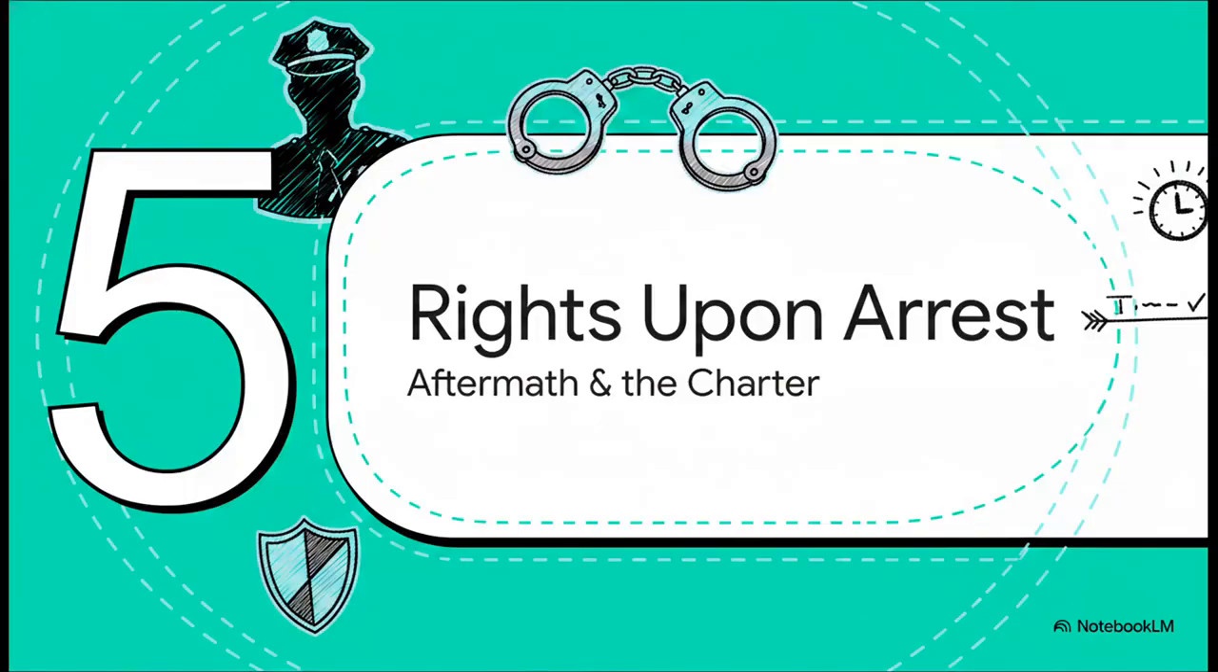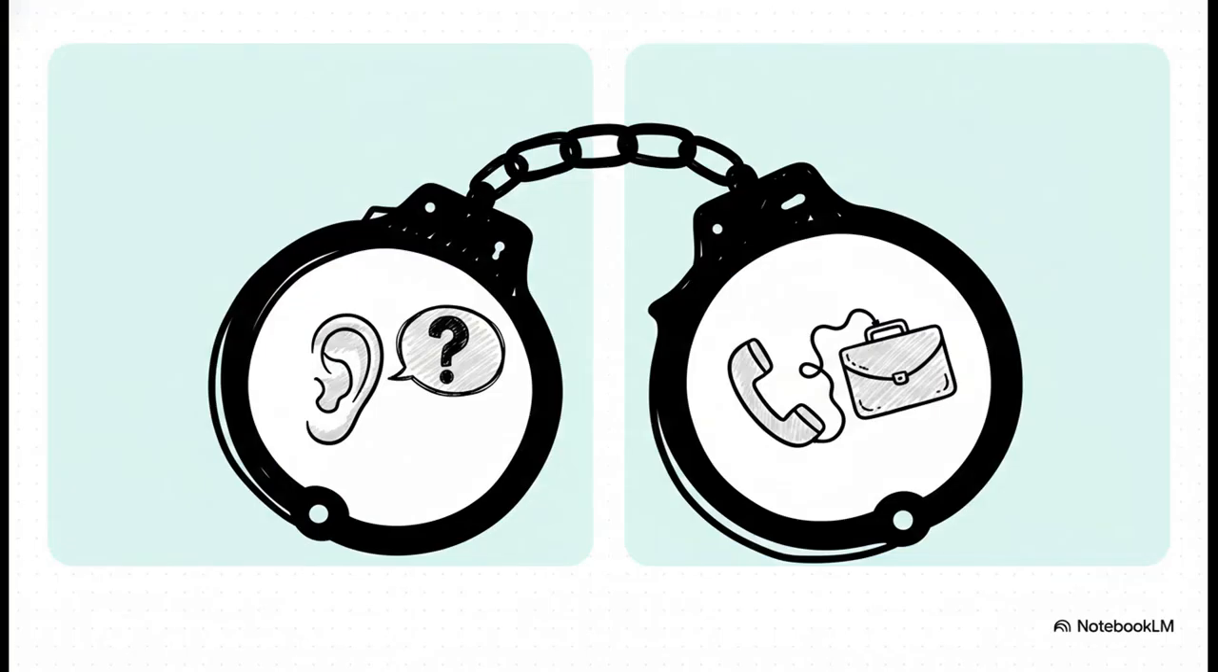Moving to Section 5, rights upon arrest, the aftermath, and the Charter. Once physical control is established by the police, our timeline moves to the immediate aftermath, which is exactly where your crucial constitutional shields are raised. The exact moment you're arrested or detained, Section 10 of the Charter steps in to restore balance to the individual by immediately triggering 2 distinct protections.